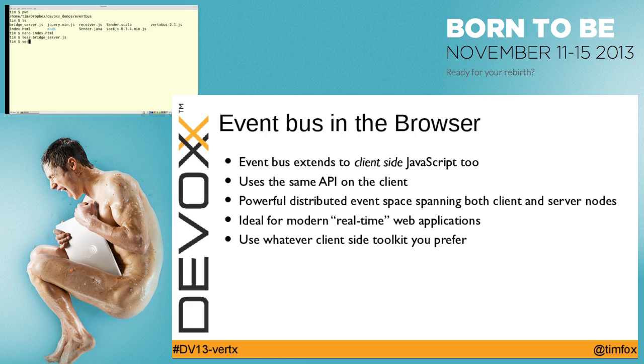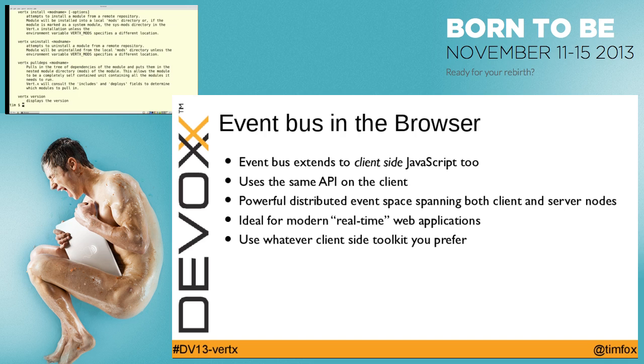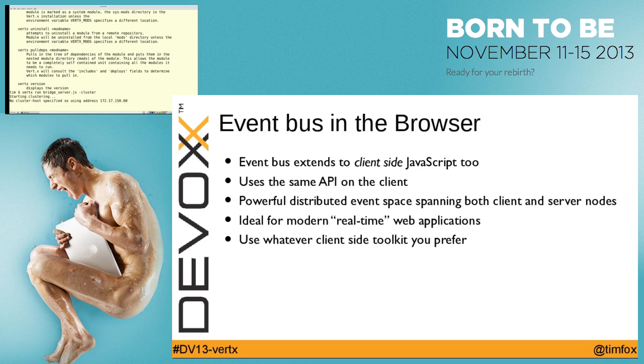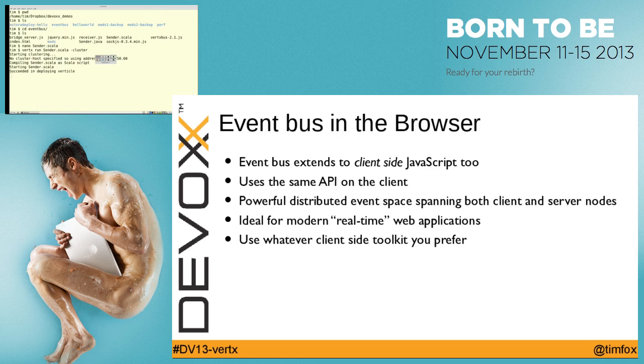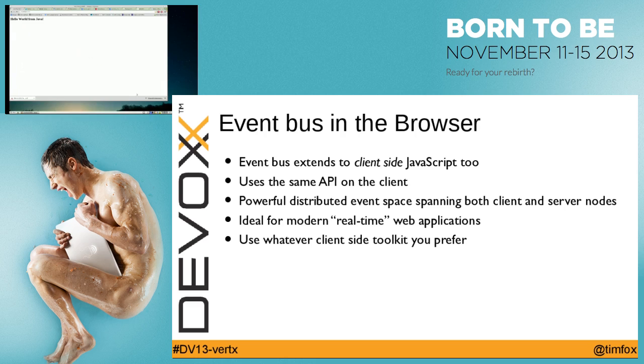Right, so let's run that. Vert.x run bridge server.js minus cluster again. Oh, sorry, I spelled run wrong. Okay. And now we can go to a browser, if we refresh, and there we go. It's now picking up that same Scala vertical that was running from before.